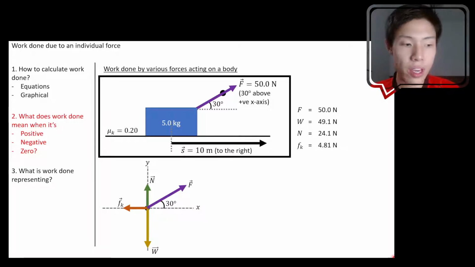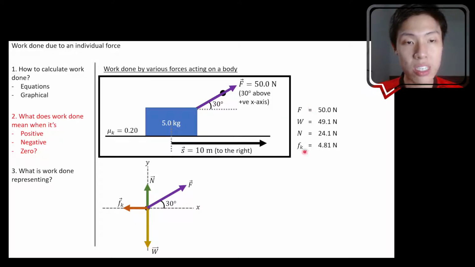Previously, we tried to analyze this situation in which we place a 5 kg block on a rough surface and we pull this block at an angle of 30 degrees above the positive x-axis with a force of 50 Newton. Then from there, we analyze this system by drawing a free body diagram to illustrate all the forces acting on an object. Then we determine the magnitude of all these forces that are acting on an object, and the magnitudes are listed over here.